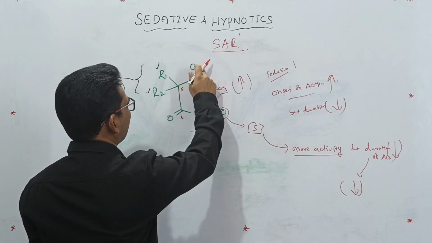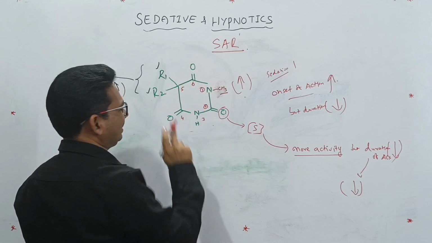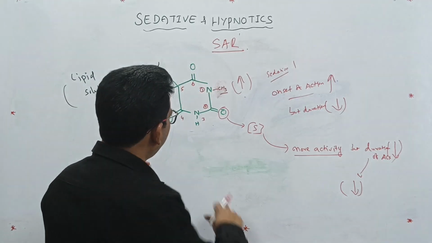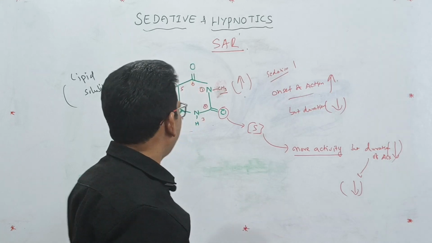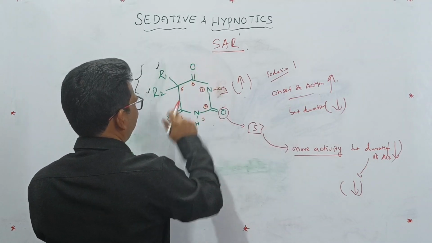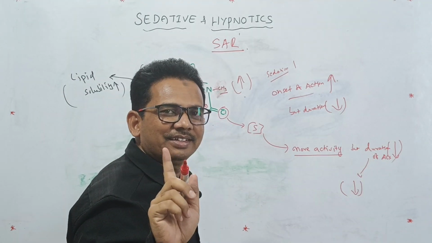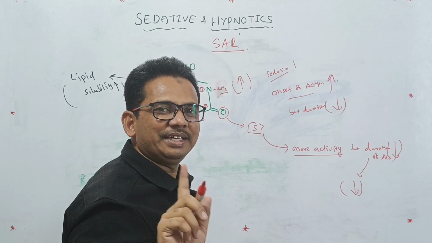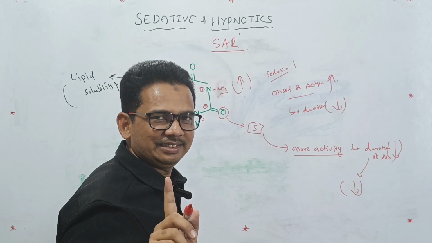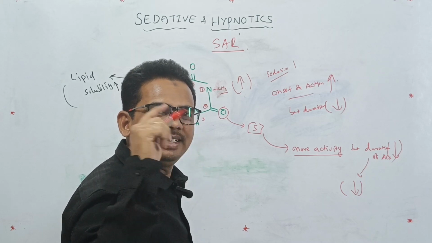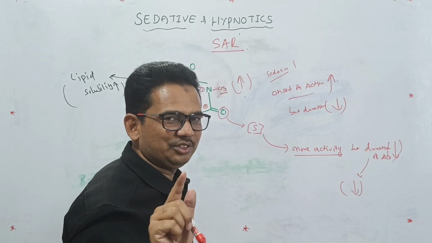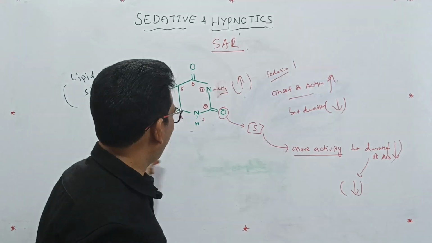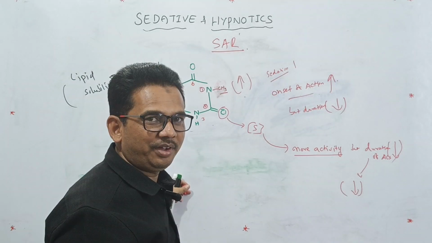Then comes the 4th position or 6th position. These oxygens cannot be replaced. You might be thinking, one sulfur gives more activity, so I will add another 2 sulfurs here also. Never. That is not going to increase the activity. Instead, it decreases the activity. See, everything has a limitation. It should not cross the limitation. One is good.